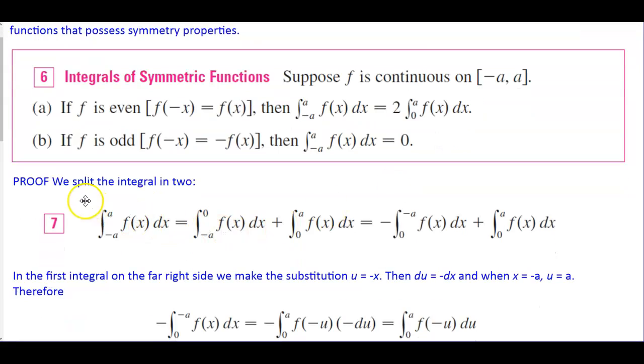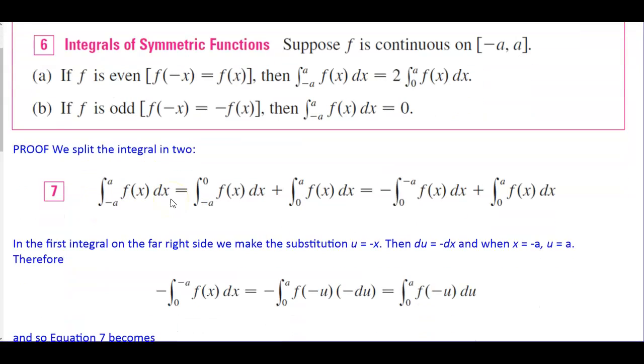Now let's take a look at the proof. Now we split the integral in two. So if we have the integral from negative a to a of f of x dx, this means it's going to go from negative a to 0 of f of x dx plus from 0 to a of f of x dx. So here, if we want to rewrite this so that the lower limit is 0 and the upper limit is negative a, we can rewrite this as negative the integral from 0 to negative a of f of x dx plus the integral from 0 to a of f of x dx.